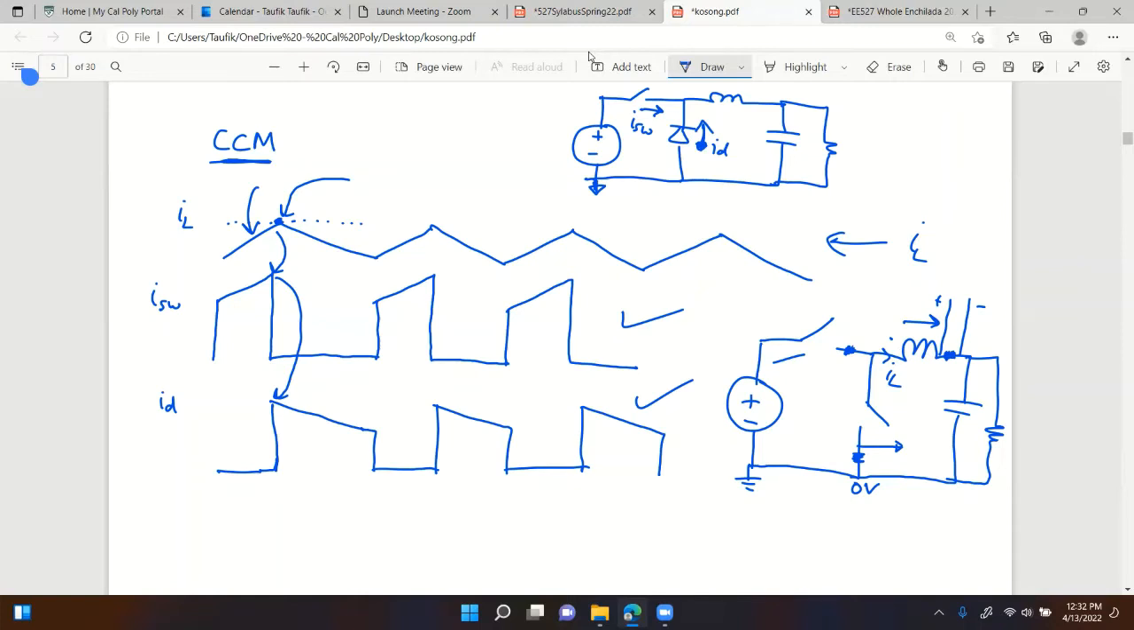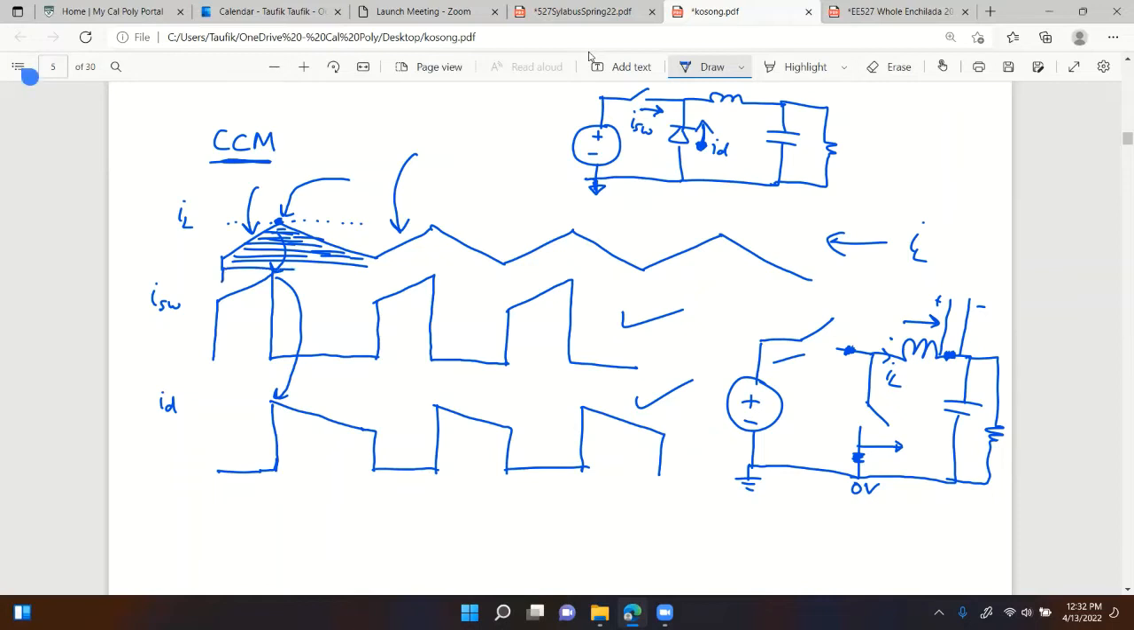But the other disadvantage has to do with the resistor as well. If you use the inductor, then you're sensing the entire inductor current. I'm going to shade this.